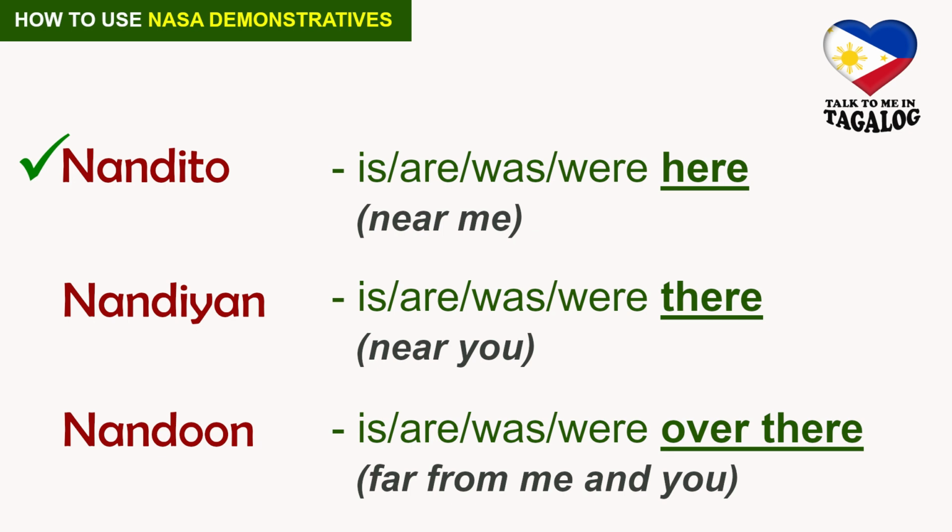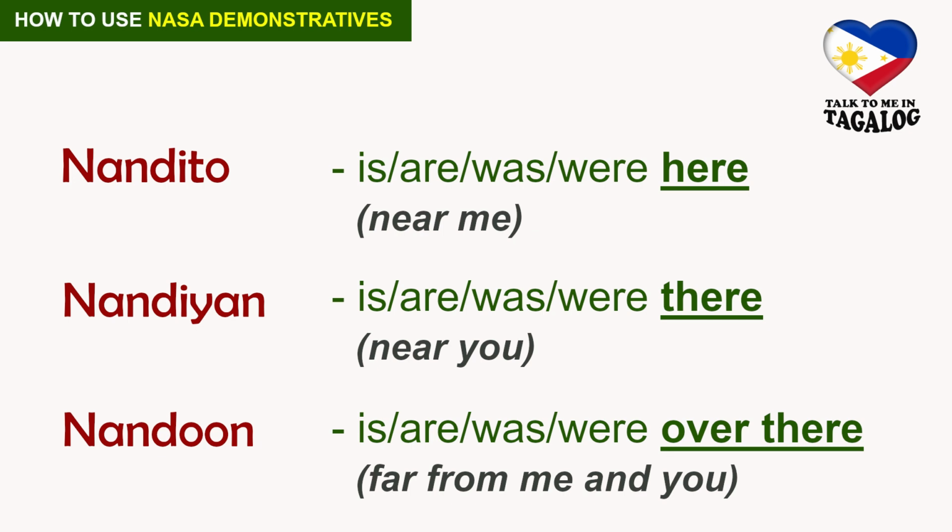Nandito means in here or currently here and is used when the subject is near the speaker. Nandiyan, on the other hand, means there when the subject is near the person spoken to. And nandoon is used if the subject is far from both the speaker and the person being addressed. So, nandito is here near me, nandiyan is there near you, and nandoon is over there, away from the two of us.